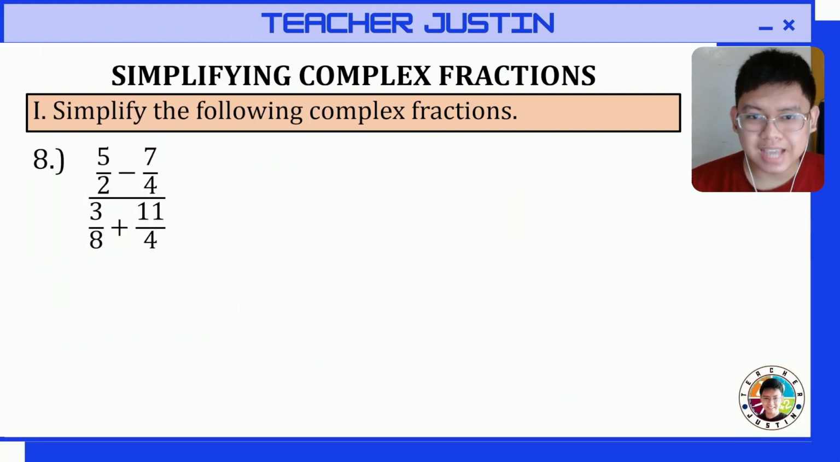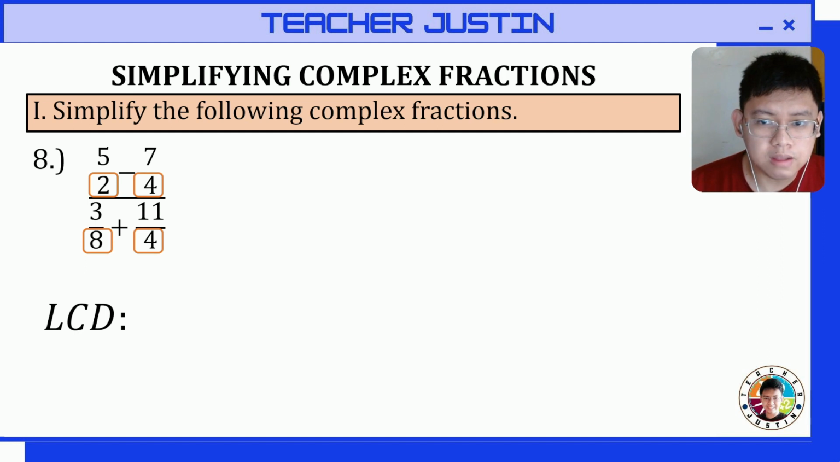Okay, let's have this item. Let's simplify this complex fraction. So, meron tayong sobrang complex fraction dito. So, ang first step natin pag magsisimplify tayo ng ganitong complex fraction is for us to get the denominators. So, we have 2, 4, 8, and 4 as our denominators. So, kunin natin yung least common denominator nila ni 2, 4, 8, and 4. That will give us 8 as our least common denominator.